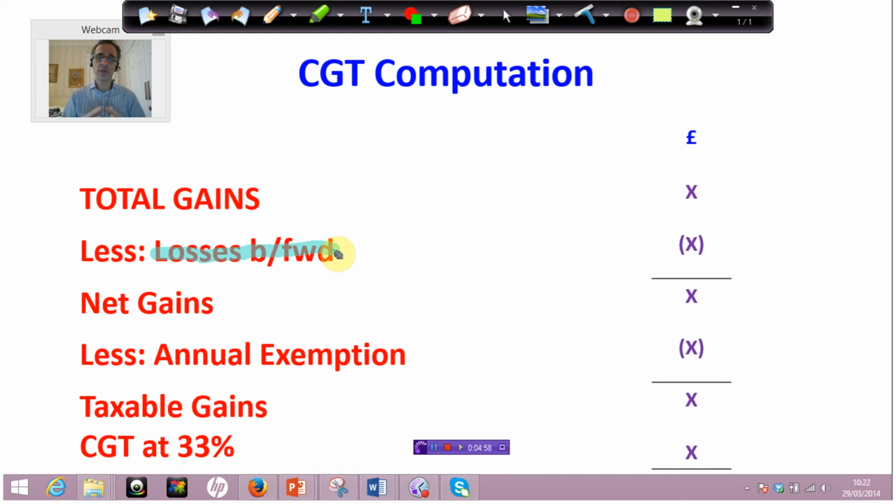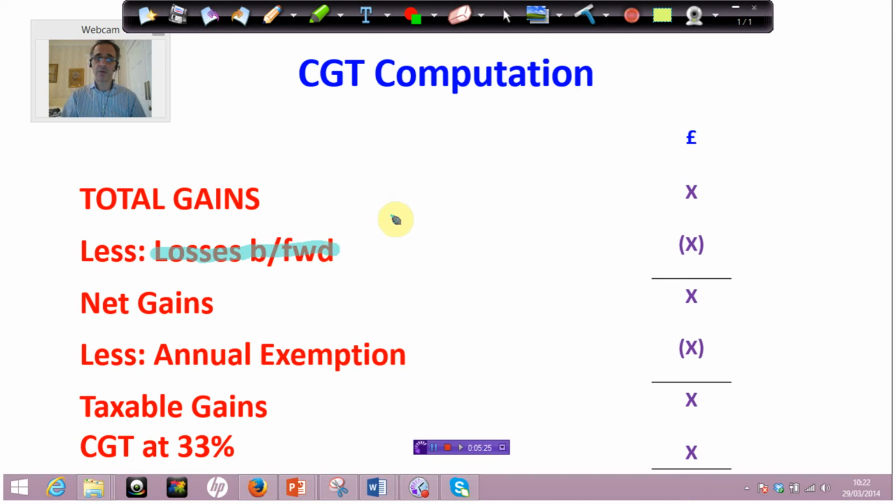And the only way that we can relieve losses in a year is to either offset them against current year gains or to carry them forward. We can't carry them back to the previous year. In fact, the only situation that we can do that is on the death of the individual, and we can carry them back for up to 3 years. So, normal situation, we have more losses in the year than we have gains. We offset them and we carry forward the balance.